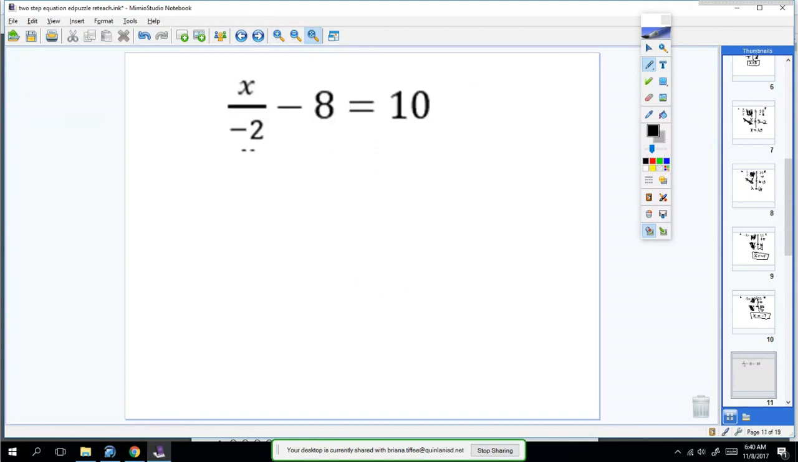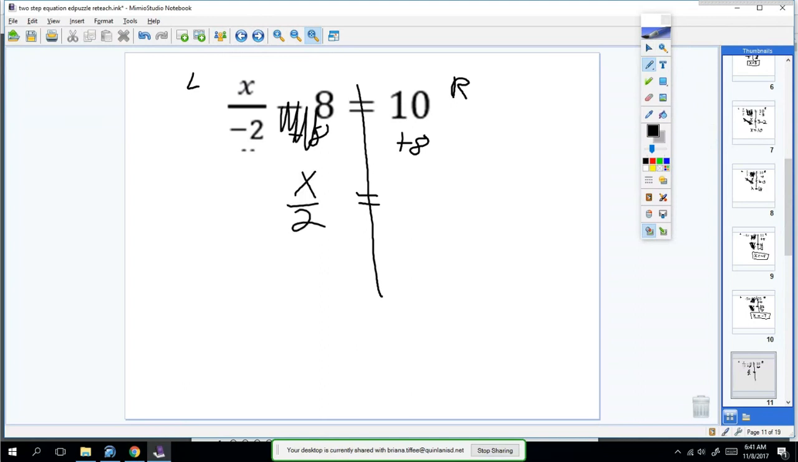All right, so first thing we're going to do is you're going to draw a line. You got a left side and then you got a right side. So you're going to add 8 to both sides. So x divided by 2 comes down because these cancel out. 10 plus 8 is 18.